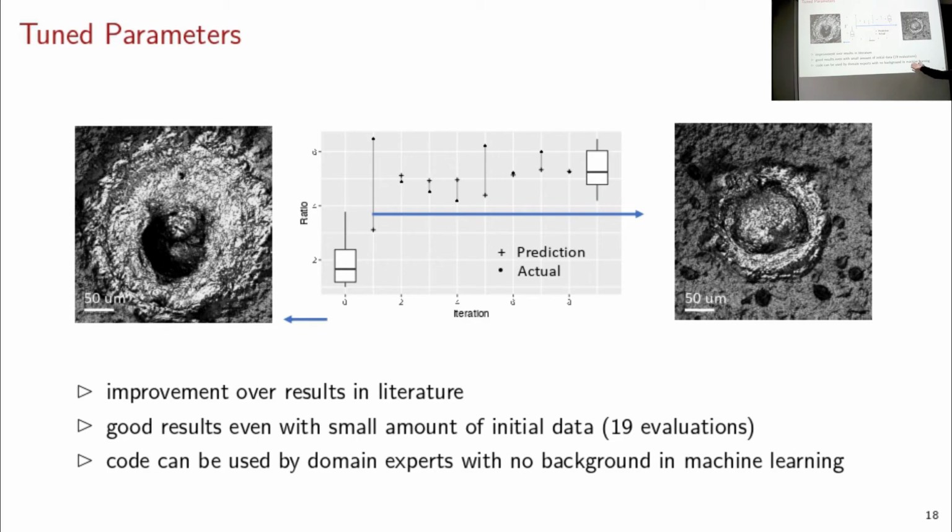So yes, the code for this can be used by domain experts in chemical engineering that have no background in AI and machine learning. And I know that because I gave them the code and they were able to use it. At least they gave me results back, so I assume that it worked. And they made this cool video of the automated setup that you saw at the beginning.